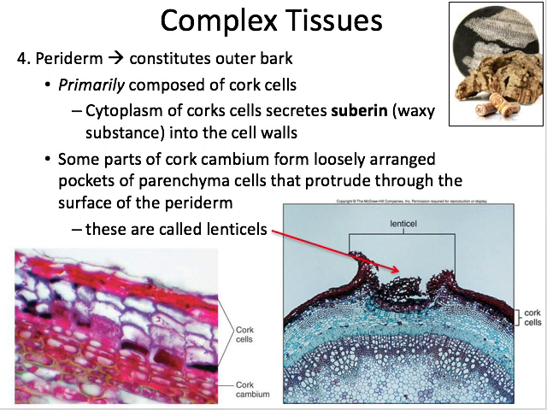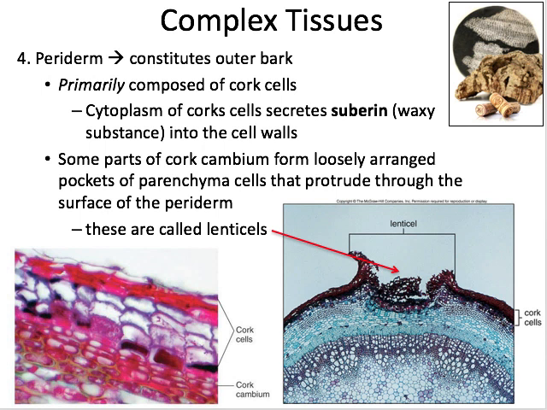Our fourth complex tissue is periderm. Periderm is what makes the outer bark in woody plants. Periderm essentially replaces the epidermis. As the periderm forms, the epidermis falls off, and it never comes back because now the plant is a woody plant with secondary growth. The periderm is primarily composed of cork cells. That is to say, the cytoplasm of these cork cells are very important in that they secrete suberin, which is a waxy substance that provides very important waterproofing for this bark layer.